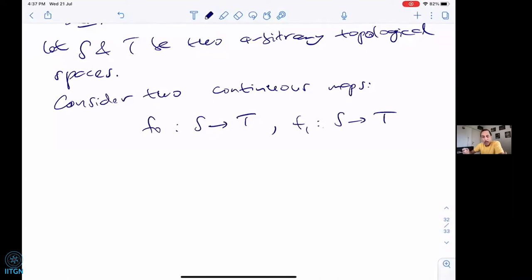If S was actually the closed interval 0 to 1, then it would be a loop or a path or whatever I've discussed before. But now I'm allowing for two spaces.